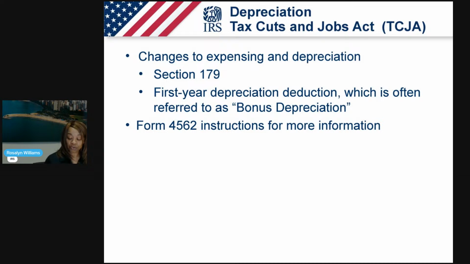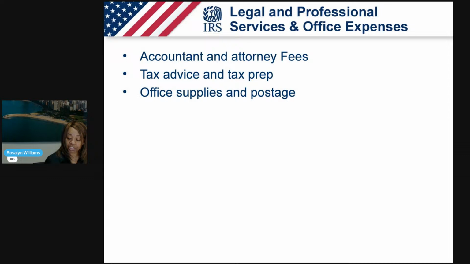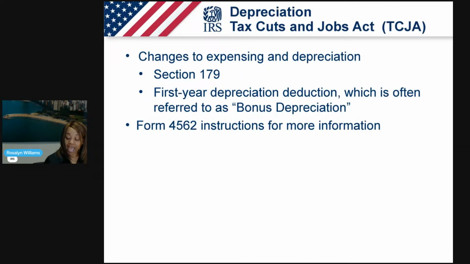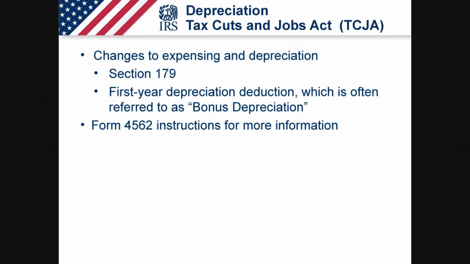The instructions for Form 4562, Depreciation and Amortization, provide general guidance on how to claim the deduction for depreciation and amortization, and make the election under Section 179 to expense certain property, and provide information on business investment, use of automobiles, and other listed property.